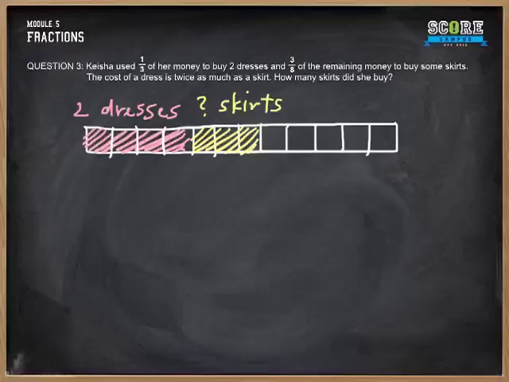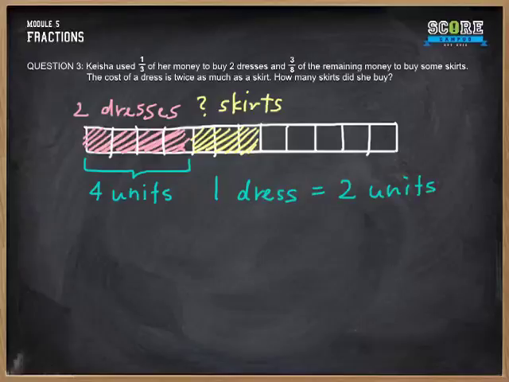Okay, now step 4. From the model that you have drawn, you can see that 2 dresses equals 4 units. Therefore, 1 dress equals 2 units. We're getting there. We're almost there. Step 5. The cost of a dress is twice as much as a skirt. So we can say that 1 dress equals 2 skirts.